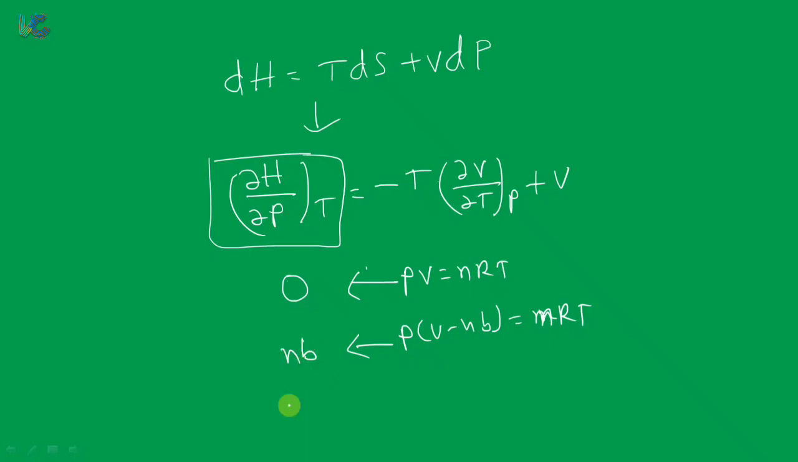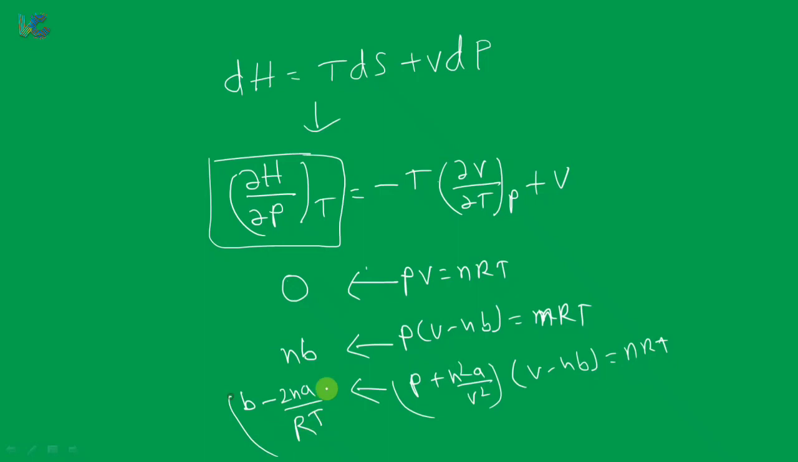So for n equal to 1, this is b. And for n mole of van der Waals gas, P plus n square A by V square into V minus nb is equal to nRT. For this gas, if you take n mole, then del H del P at constant T value is b minus 2Na by RT. So for n mole of ideal gas, this is 0. For this gas, this is nb, and for n mole of van der Waals gas, this is b minus 2Na by RT, and for n equal to 1, for 1 mole, b minus 2A by RT.